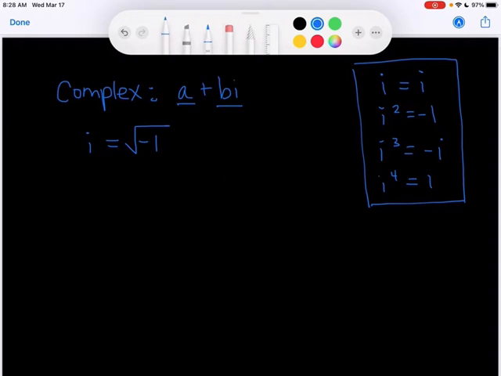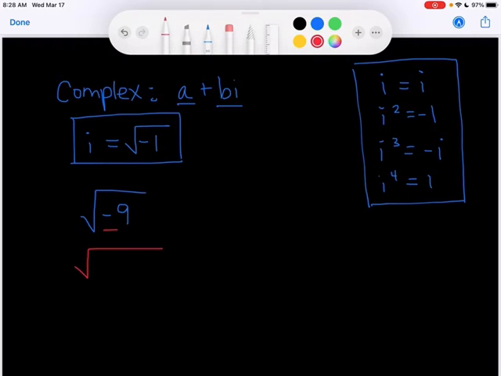Let's say that I'm asked to simplify the square root of -9. Well, remember, we can't take the square root of a negative, so they created i if you have a negative under a radical. What you can really do is rewrite this as the square root of -1 times 9, or the square root of -1 times the square root of 9. Well, we know that the square root of -1 we can rewrite as i, so I'm going to put an i there, and the square root of 9 is just 3. So I get i times 3, which is 3i. So the square root of -9 is equal to 3i.